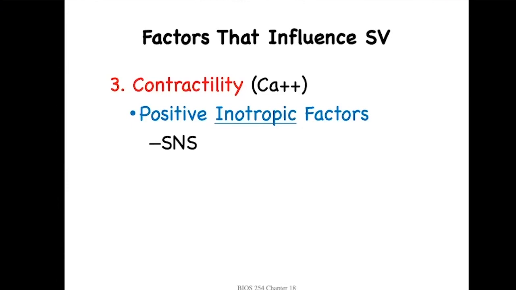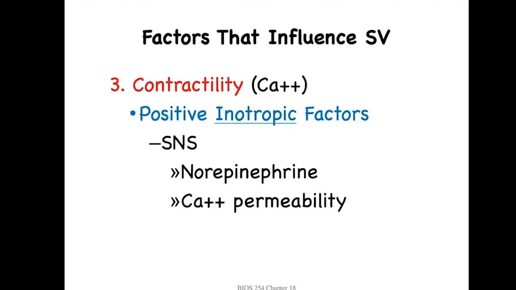Remember that the sympathetic nervous system is the fight or flight branch of your autonomic nervous system. And one of the things that it will do is increase contractility as well as increase heart rate and blood pressure. The neurotransmitter released by the postganglionic sympathetic fibers is norepinephrine. And norepinephrine will increase calcium permeability, allowing more calcium to move into the cell and therefore increasing intracellular calcium levels. It also increases the release of calcium from the sarcoplasmic reticulum.